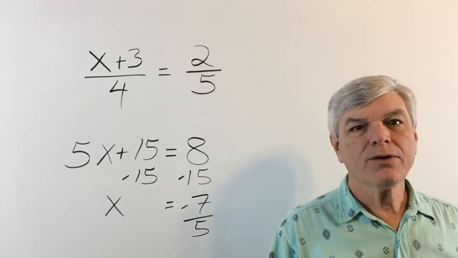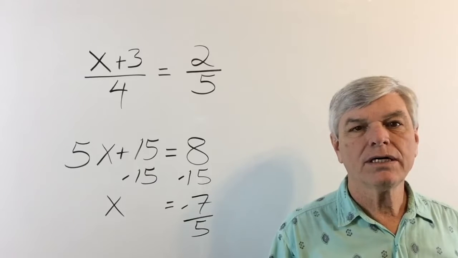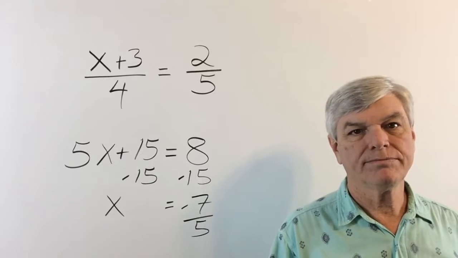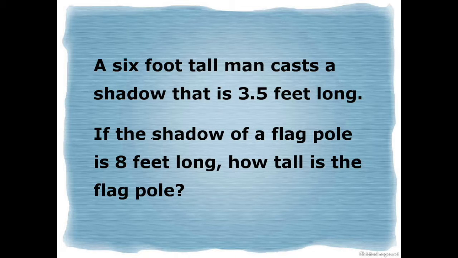Okay, so we know how to do our proportionalities now. Why don't we do a word problem? A 6-foot-tall man casts a shadow that is 3.5 feet long. If the shadow of a flagpole is 8 feet long, how tall is the flagpole?